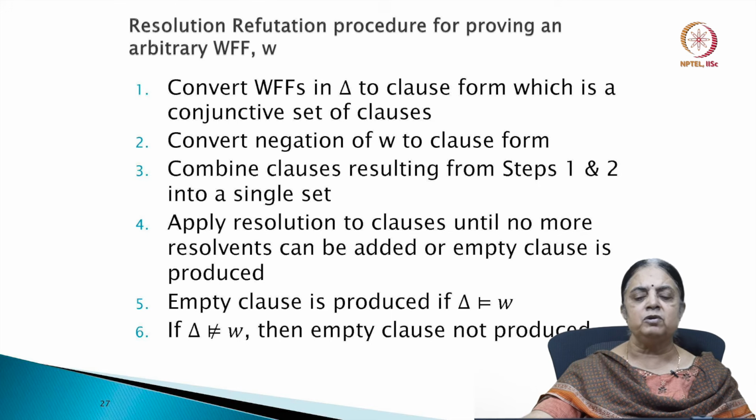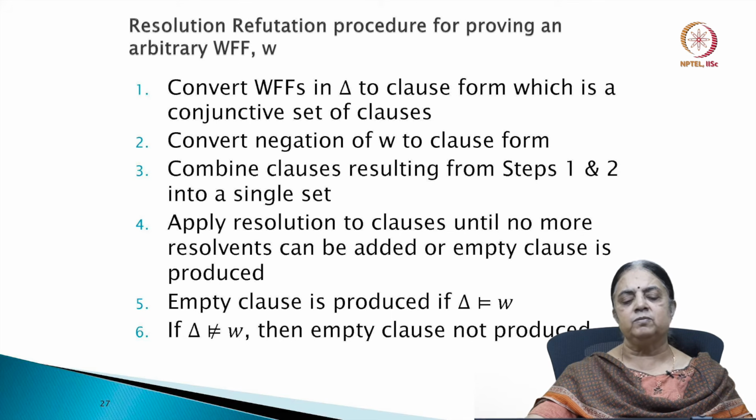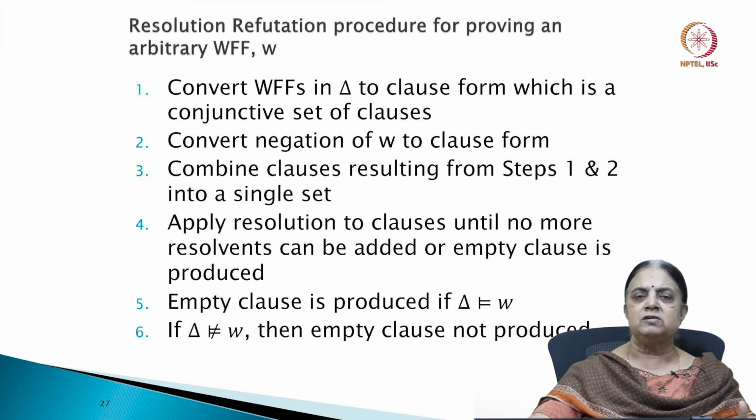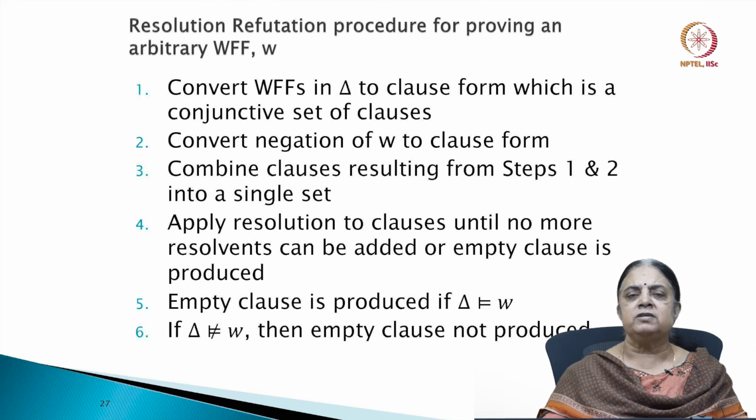Then you take the negation of what you want to prove. Okay, so what you want to prove is W. You take the negation of W and add it onto this knowledge base, and you combine the clauses to form a single set. Then you apply resolution to the clauses. We saw what resolution is, right? If one sentence has alpha and the other sentence has not alpha, then you can combine them together by removing these two. We'll see how we do this.